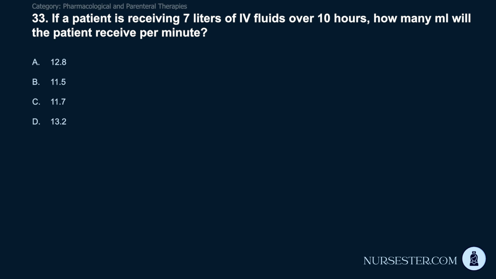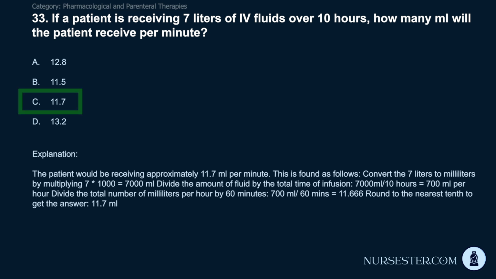33. If a patient is receiving 7 liters of IV fluids over 10 hours, how many ml will the patient receive per minute? A. 12.8. B. 11.5. C. 11.7. D. 13.2. Correct answer, C. 11.7. The patient would be receiving approximately 11.7 milliliters per minute.